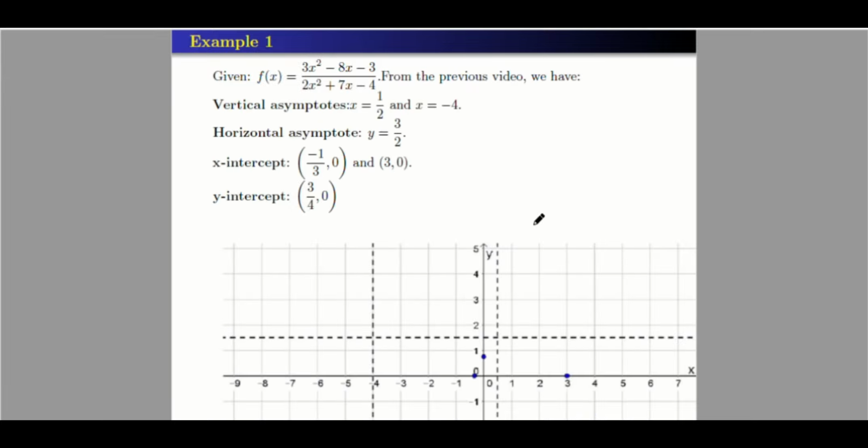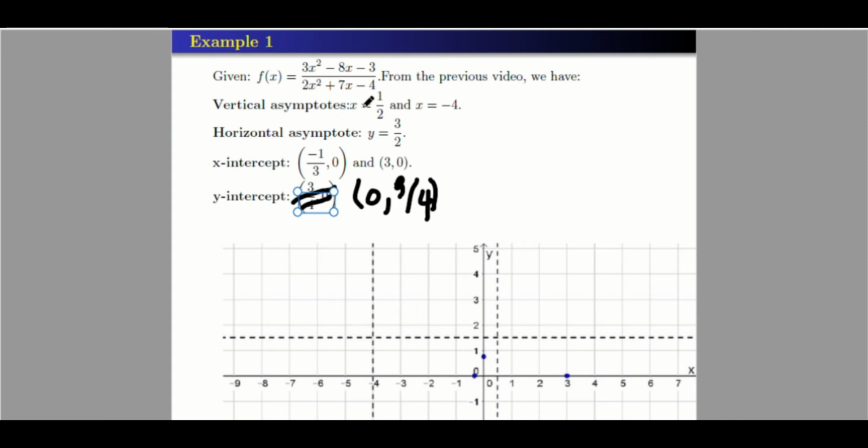From the previous video we have this. The vertical asymptotes are x equals 1/2 and x equals -4. Horizontal asymptote y equals 3/2. X-intercepts we have (-1/3, 0) and (3, 0), and the y-intercept is (0, 3/4), because it's the y-intercept, the x must be 0. Okay, so let's plot the points or these lines.